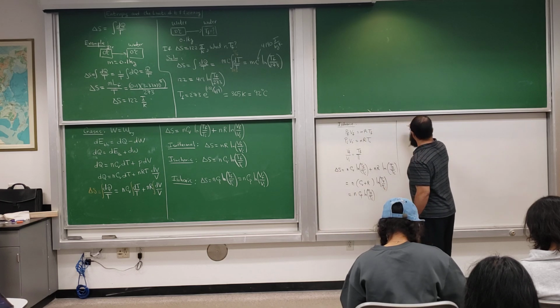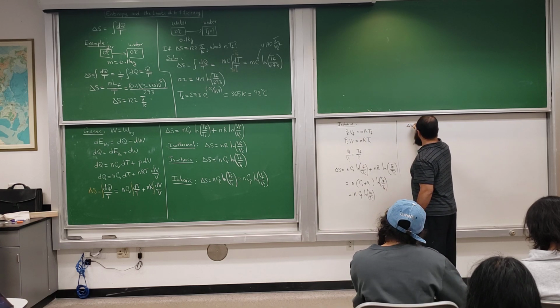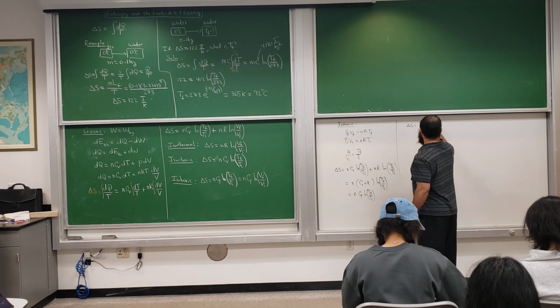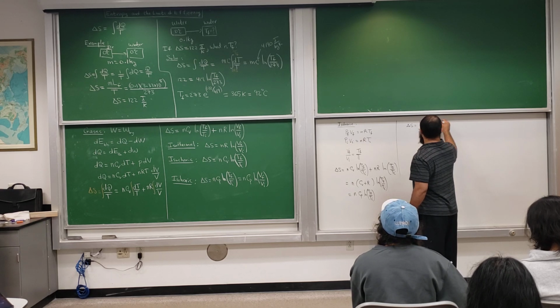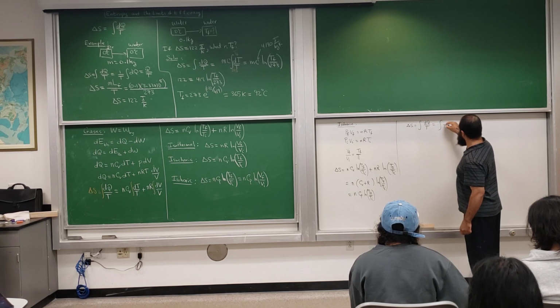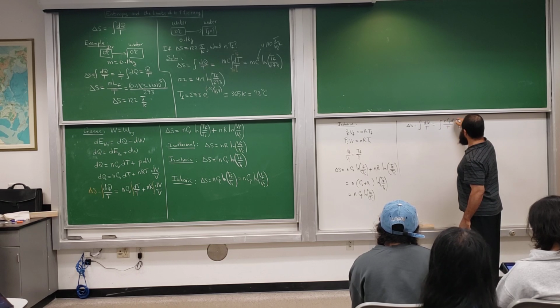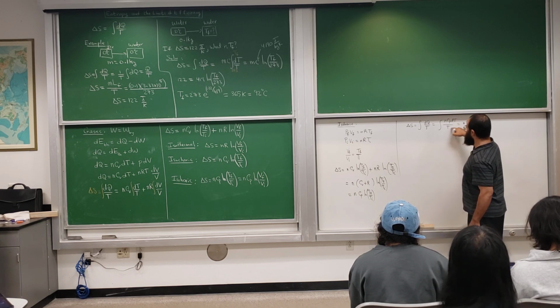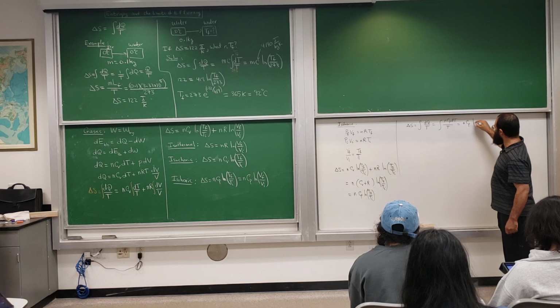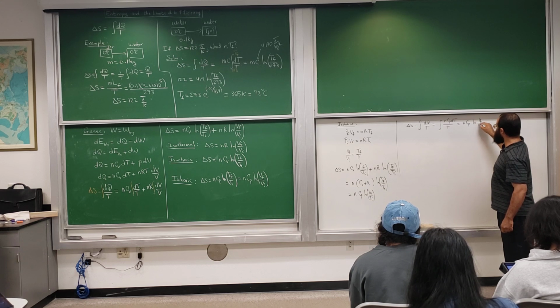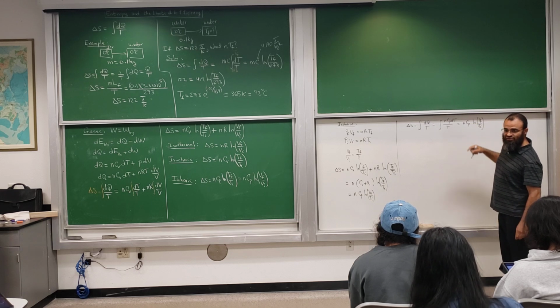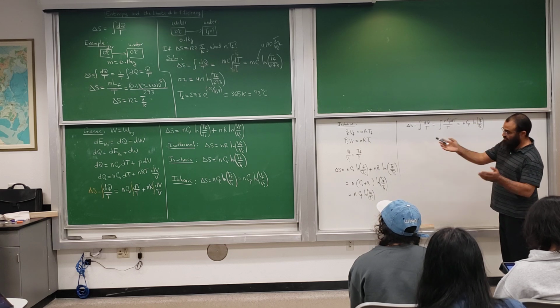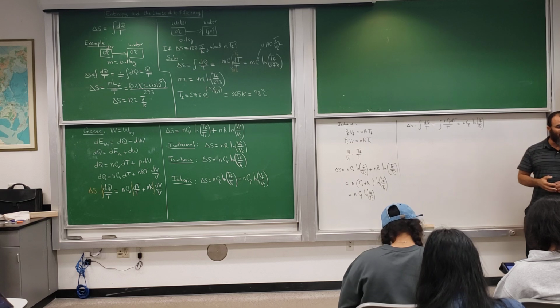You can say delta S is dq over T, but because it's isobaric, what's dq? CP dT. So that becomes N CP, the integral of dT over T, which is natural log, T final over T initial, right? It's quicker. And then since T final over T initial is the same as V final over V initial, you get the same.